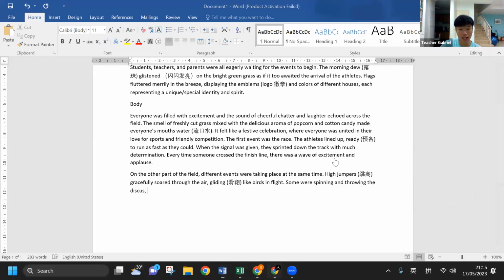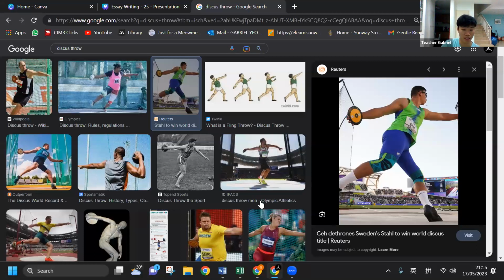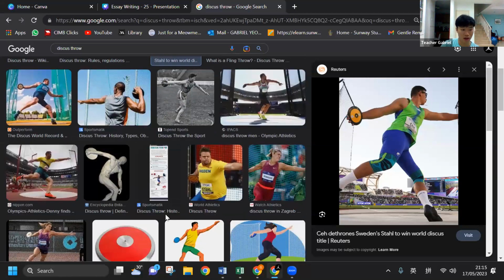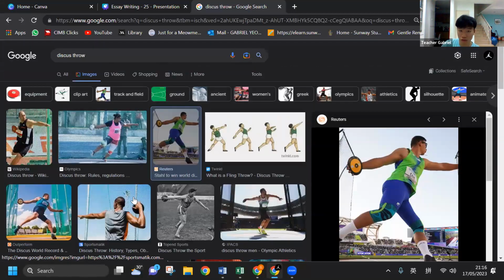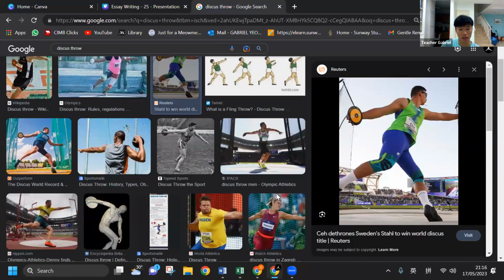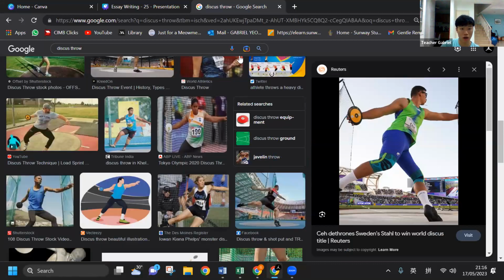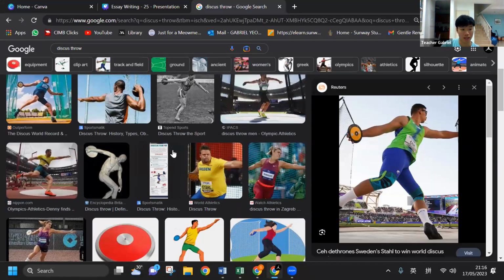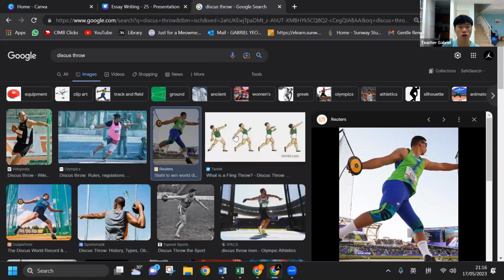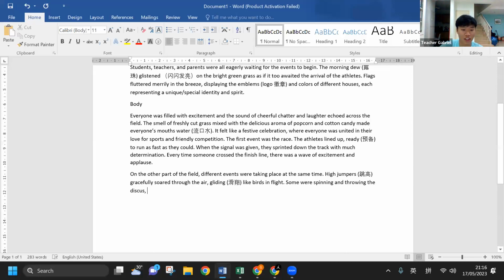What is discus in Chinese? Do you know? I'm not sure what this means. But I think you have all seen this before. I'm not sure if your school has this. My school didn't have this, but maybe some schools do. Have you seen it? I'm not sure what you call this in Chinese, maybe throwing far? So this is the discus, very heavy, and only very strong people can throw it. I could maybe throw it two centimetres. Okay, so some were spinning and throwing the discus.